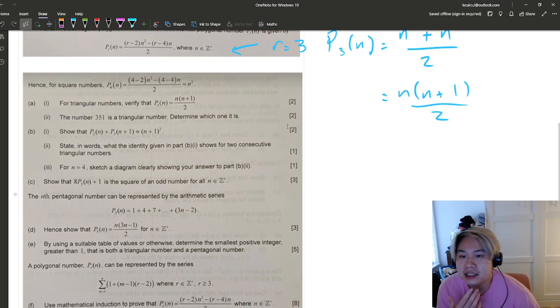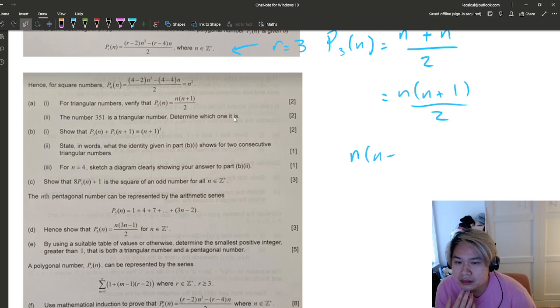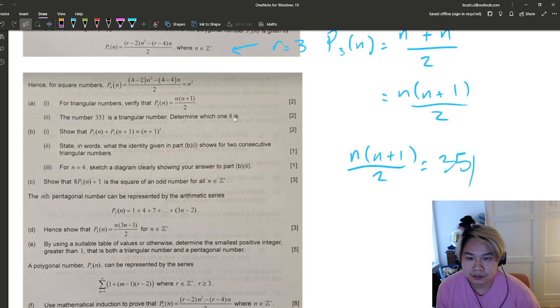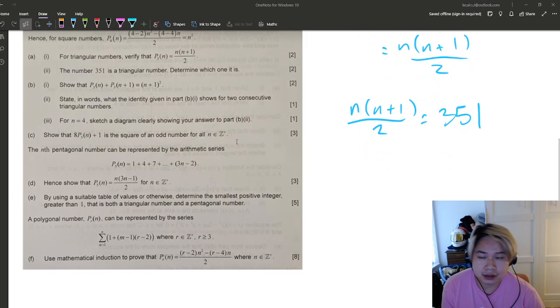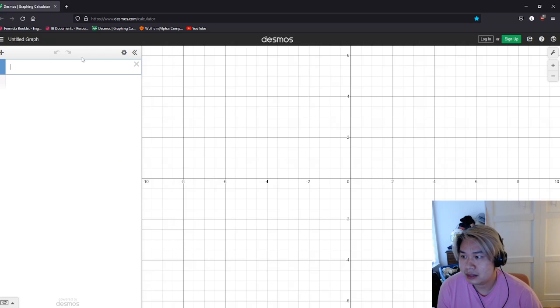Okay, next up. This is a triangular number, determine which one it is. So in other words, we set this equation that they give us in part 1, and then we solve for n. That's easy enough to do, especially because in paper 3 you have a GDC, so I'm not going to even bother factoring it. We can just solve it. I'm going to solve it by graphing.